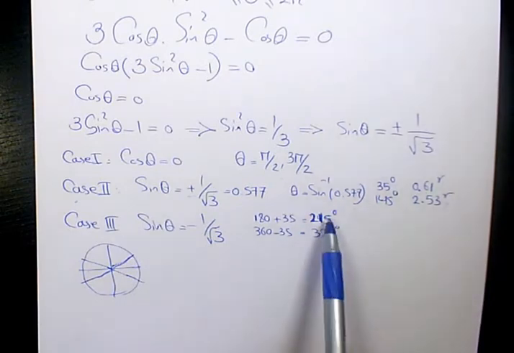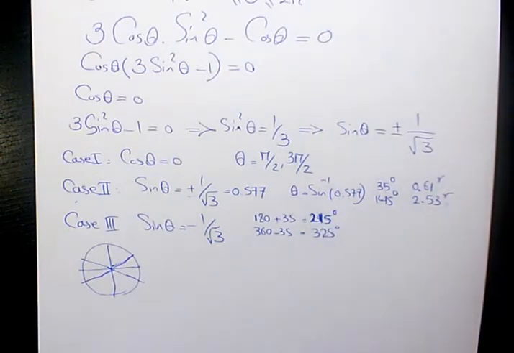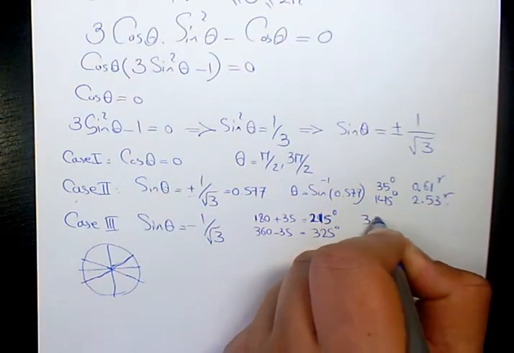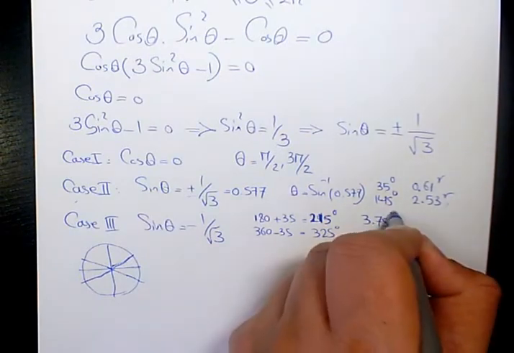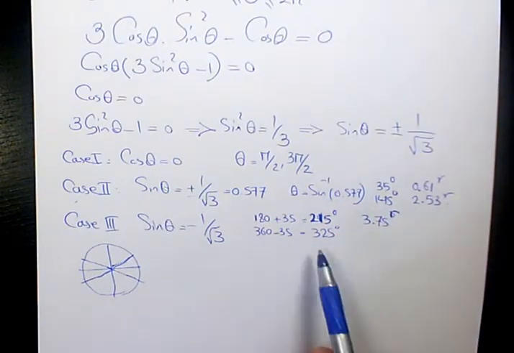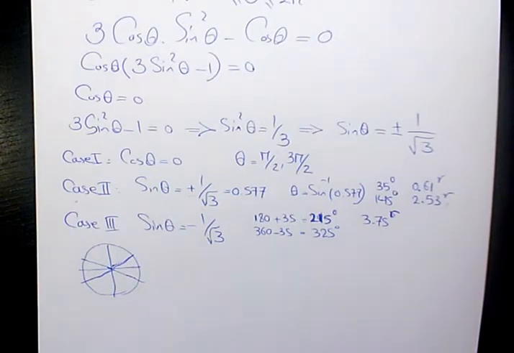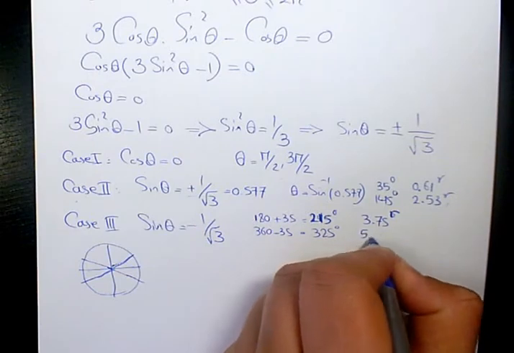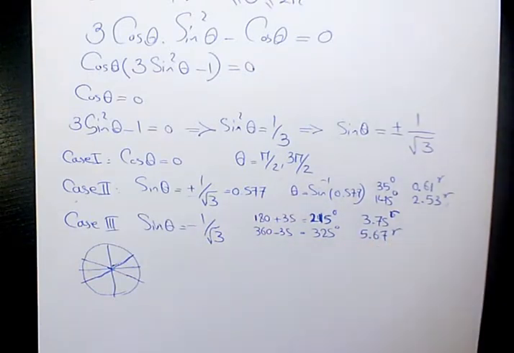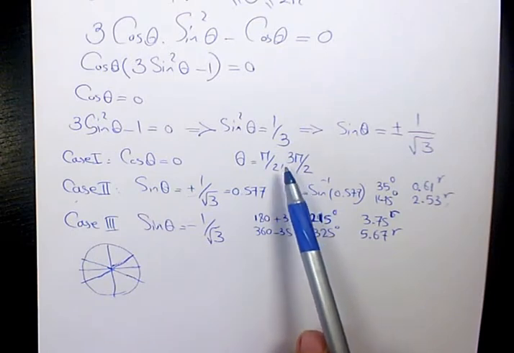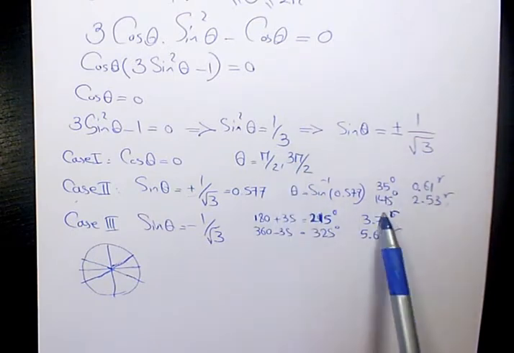Yeah, that's correct. If you want to change it to radian, I need to multiply 215 by pi, which is 3.14, divided by 180, that makes it 3.75 radian, and 325 times 3.14 divided by 180, that makes it 5.67 radian. So we have 6 answers.